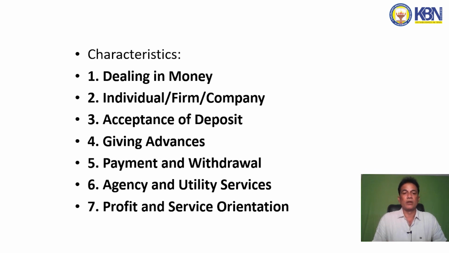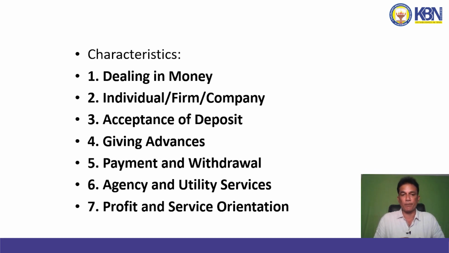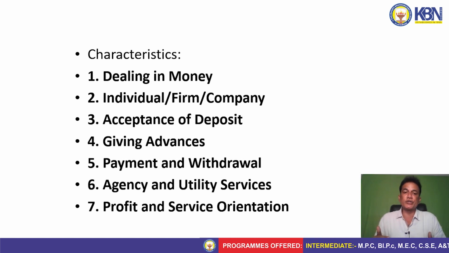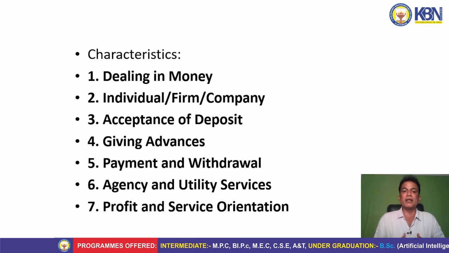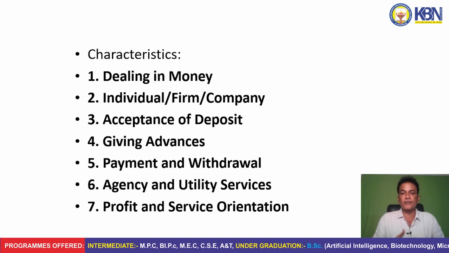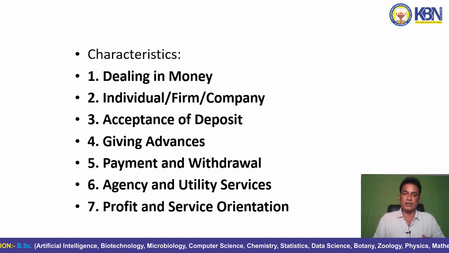Next one is agency and utility services. Bank acts as an agent. How does a bank act as an agent on behalf of the customer? Some banks purchase securities of different companies in the open market. In that situation, the bank acts as an agent. Utility services are some services rendered by the bank for the benefit of the people and the society. If people are developing in the society, automatically society will be developed. That is the reason banks render utility services like lockers and RTGS or NEFT for the benefit of the public or account holders.